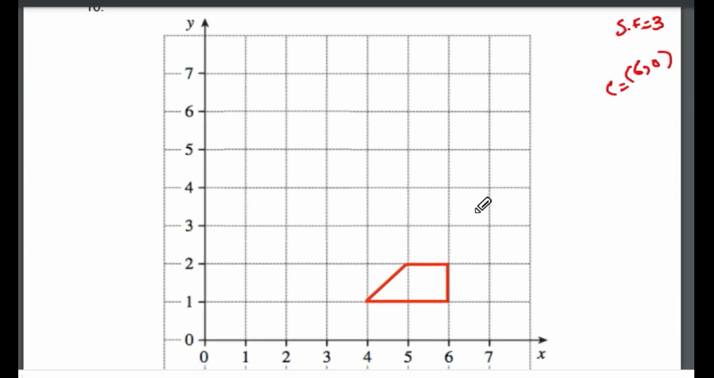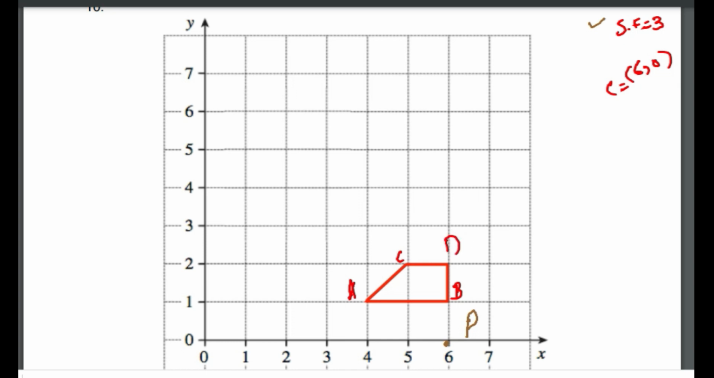In this shape, what you need to do, you need to choose your scale factor equal to 3 and your center equal to (6, 0). That means this one point. Okay, so now we need to make all the movements from this point. We can call it P. Let's name this shape A, B, C, D.